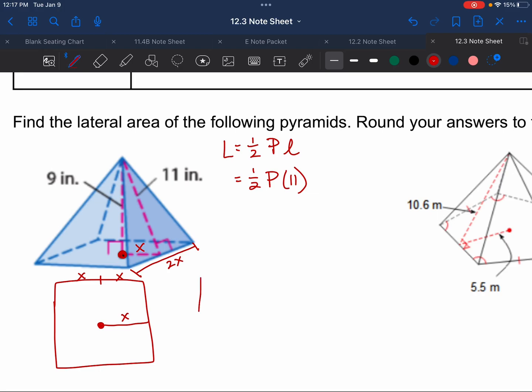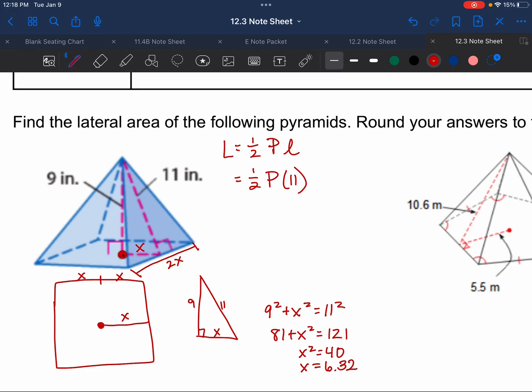So let's take our right triangle and use the Pythagorean theorem to find x. We're going to do 9 squared plus x squared equals 11 squared. So 81 plus x squared equals 121. So x squared equals 40. So x equals about 6.32.